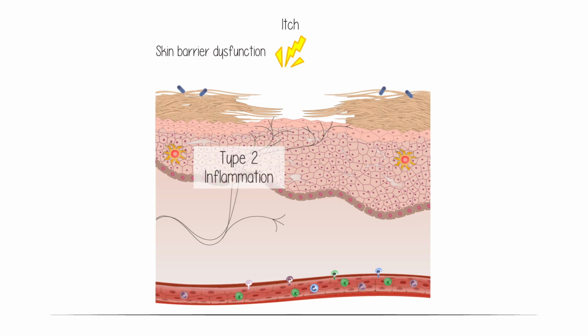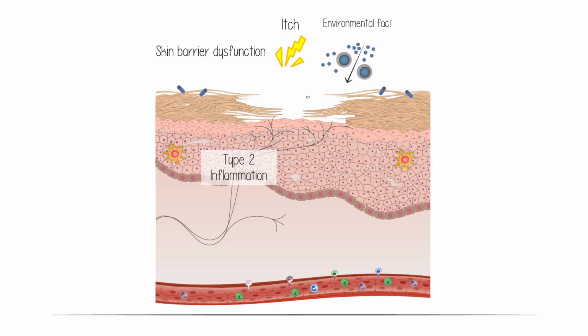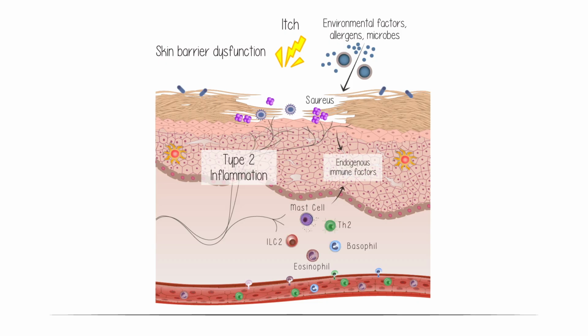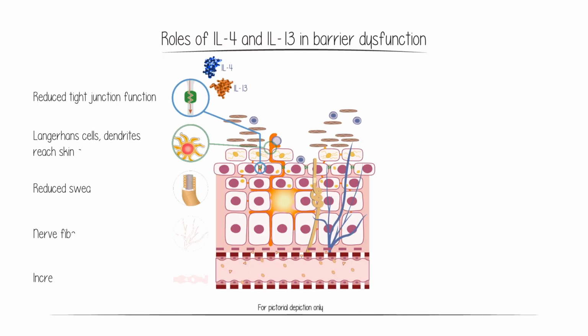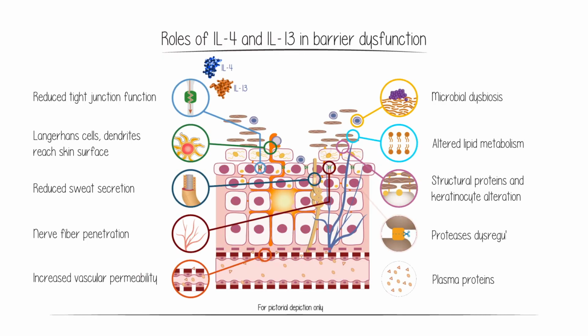Type 2 inflammation, which is present in both lesional and non-lesional AD skin, can be driven by exogenous triggers or from endogenous immune factors. Specifically, cytokines such as IL-4 and IL-13 directly drive barrier dysfunction and contribute to lesion development and itch.